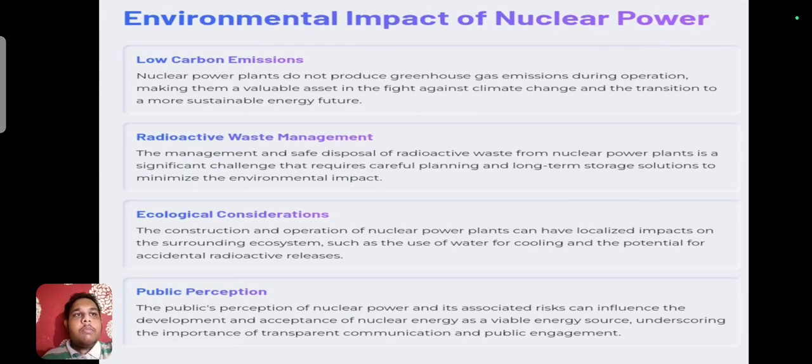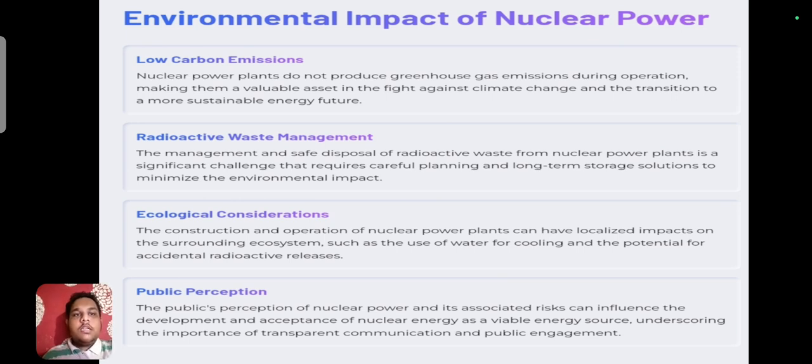Environmental impact of nuclear power. Low carbon emissions. Nuclear power plants do not produce greenhouse gas emissions during operation, making them a valuable asset in the fight against climate change and the transition to a more sustainable energy future. Radioactive waste management. The management and safe disposal of radioactive waste from nuclear power plants is a significant challenge that requires careful planning and long term storage solutions to minimize the environmental impact.